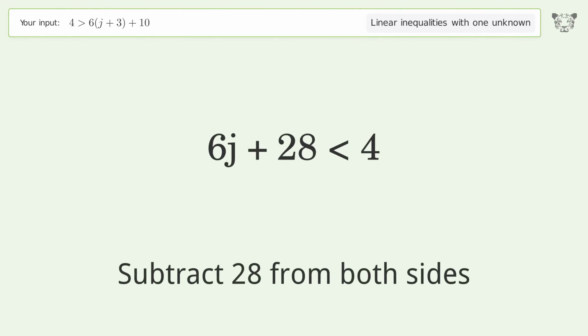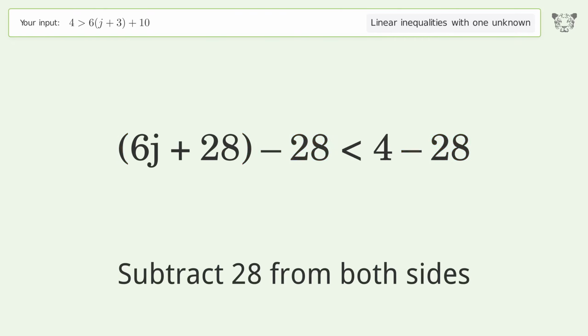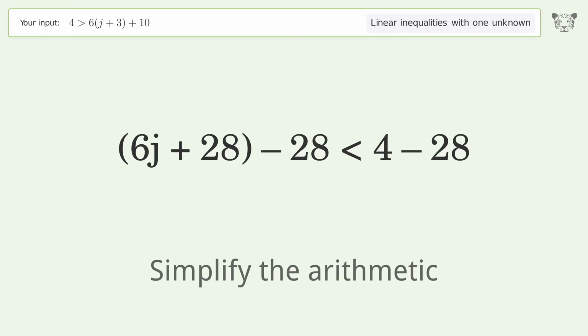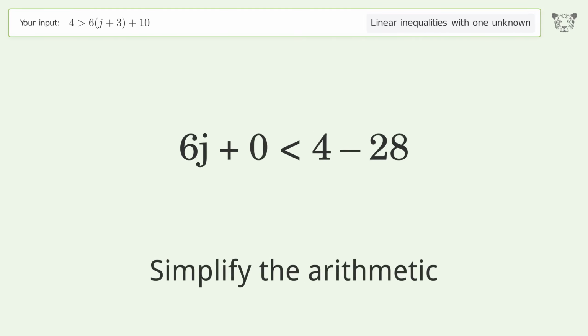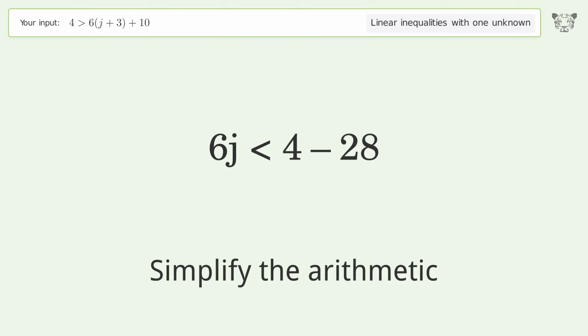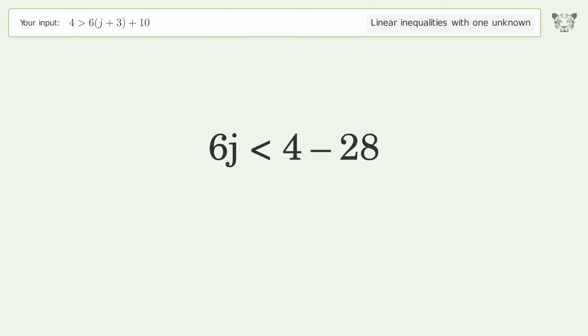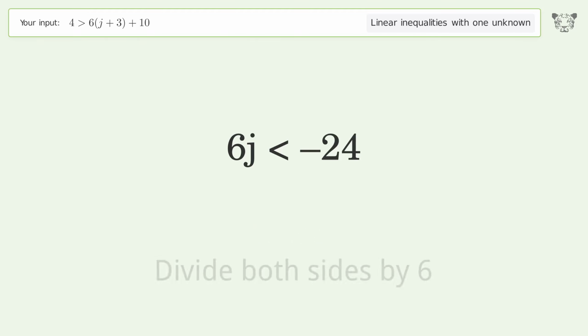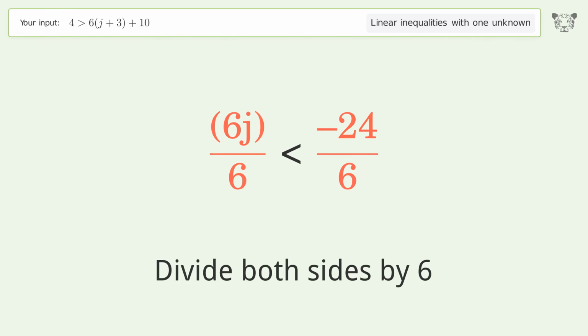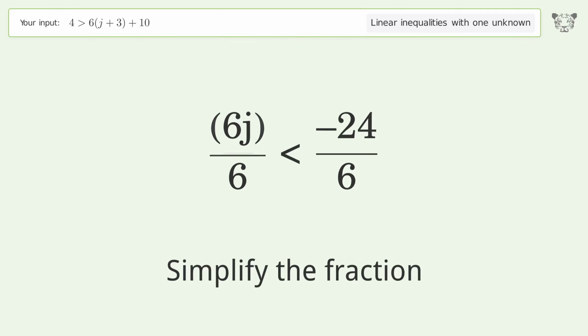Subtract 28 from both sides. Simplify the arithmetic. Isolate the j. Divide both sides by 6. Simplify the fraction.